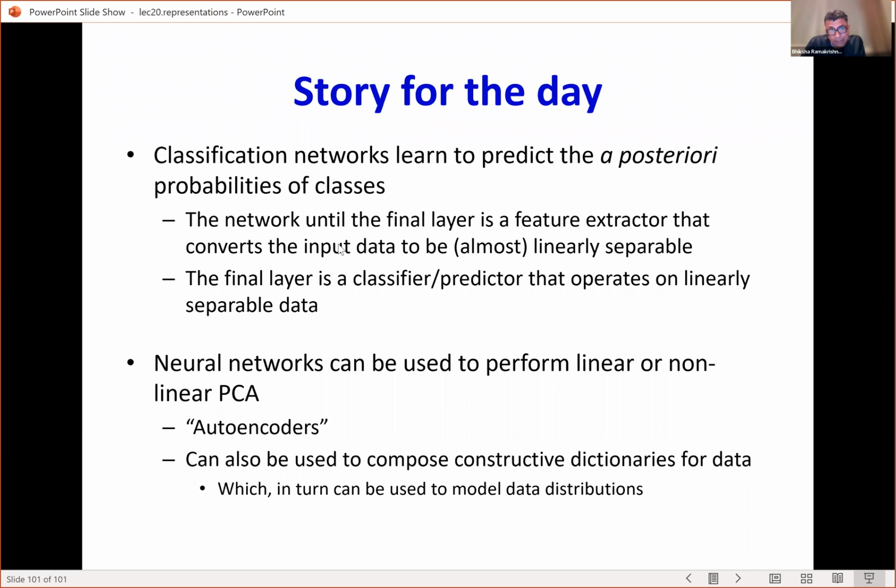So the story for the day is that classification networks learn to predict the a posteriori probabilities of classes. The network until the final layer is a feature extractor that converts the input data to be almost linearly separable. The final layer is a classifier or predictor that operates on the linearly separable data. And neural networks can also be used to perform linear or nonlinear PCA. Autoencoders can be used to compose constructive dictionaries for the data, which in turn can be used to model data distributions. We'll focus more on this second topic in the next week.